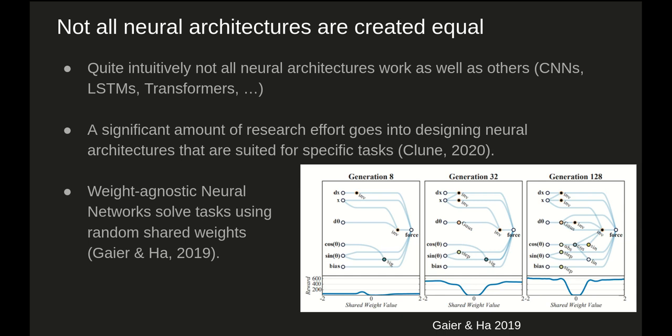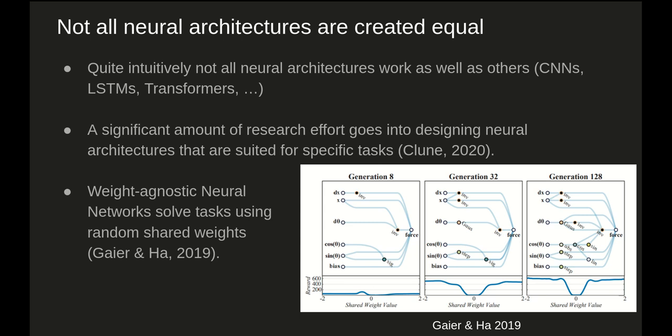Now, one thing I want to point out is not all neural architectures are created equal. Rather intuitively, some neural architectures work much better for certain tasks than others. So much so that a significant amount of research effort in the past decade, and even today, has gone into designing neural architectures that are suited for specific tasks. In response to this, people have been slowly realizing that instead of designing neural architectures manually, we can actually learn them in the same manner we're learning the weights.